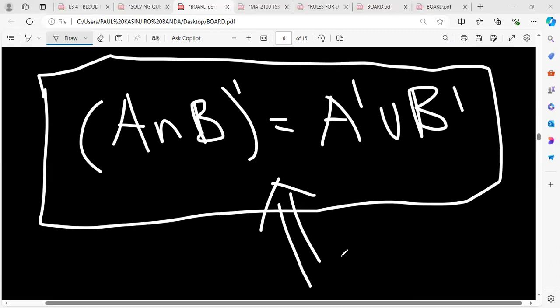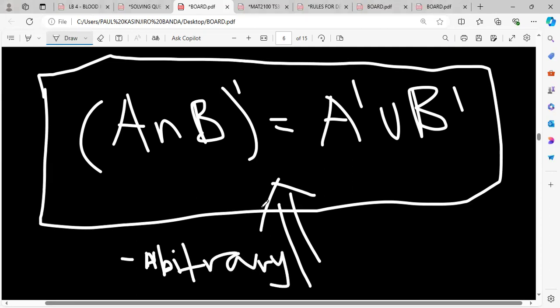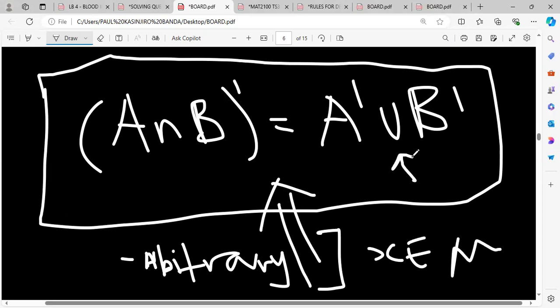Someone is saying they have a question. You can ask. Someone asked, what method should we use? I said you use the arbitrary method. That is the method we used in the second part, where we said X is a member of this, and then we want to show that the same X is a member of this. That's the method I want you to use, not the one for listing the elements.